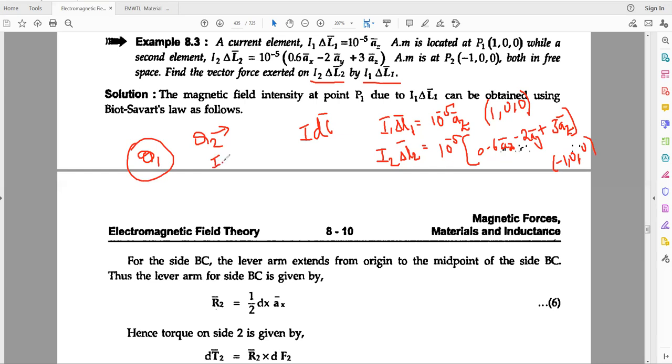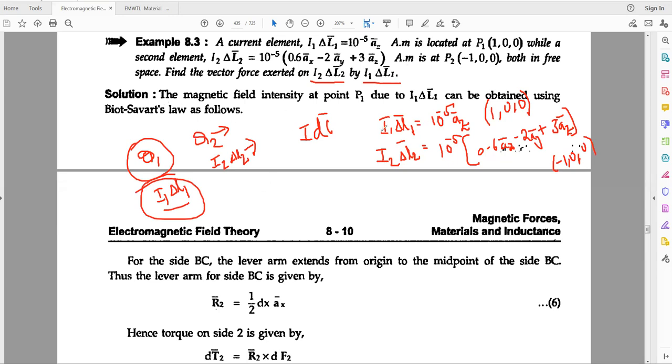There is a force exerted on I2 delta L2 due to the I1 delta L1. Okay, due to this, there is a force exerted on the I2 delta L2. Got it, my students?